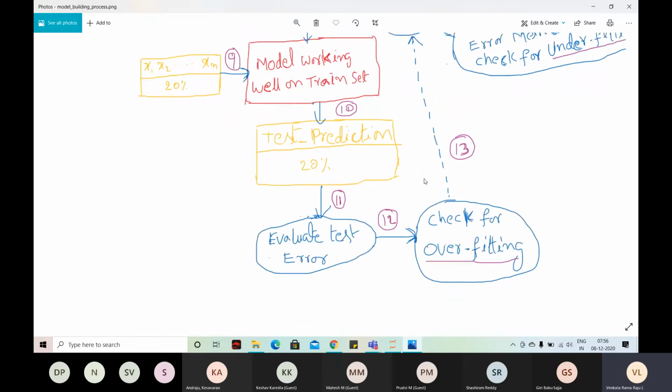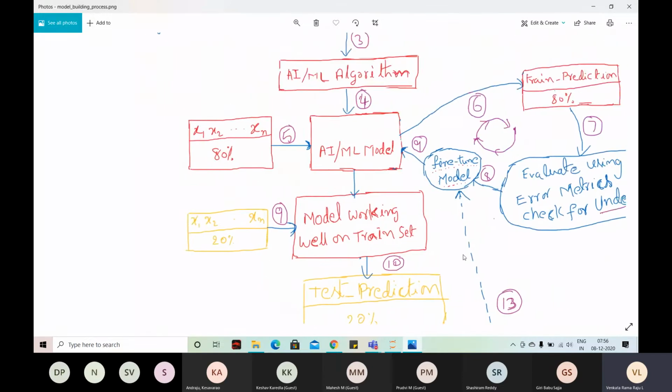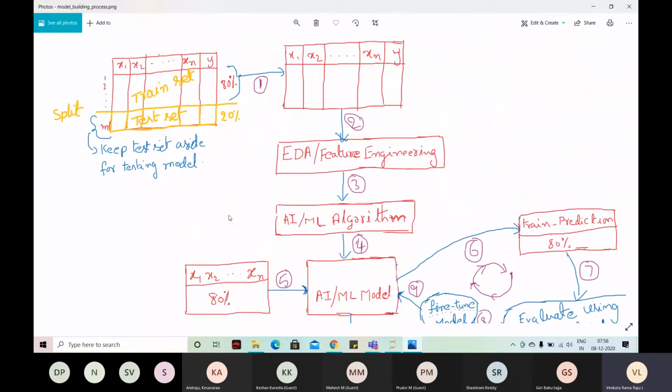Got it? Any questions? Any questions? Why are we splitting the data into train and test? We are good, right? Yes.